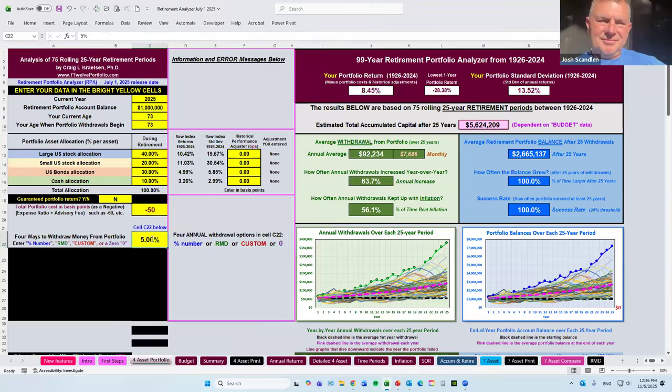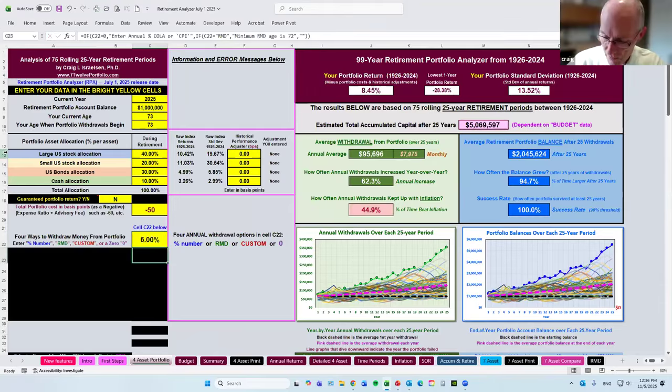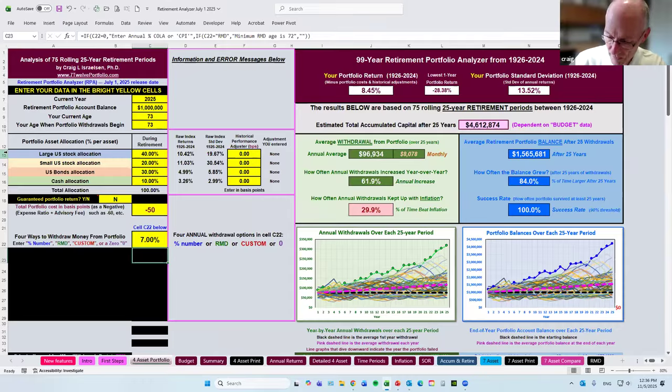Fine. Let's go to 6%. There you go. So at 6%, now we have call it a $96,000 average withdrawal and $2.0 million. So we're still seeing an increase in the average withdrawal. All right, let's keep playing this game. So at 7%, now we're at $96,000 again, so really no material change there. We flattened out. But our average balance at the end was $1.5 million.